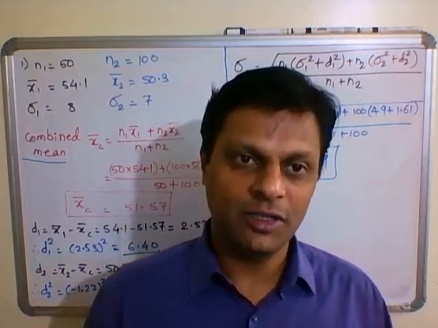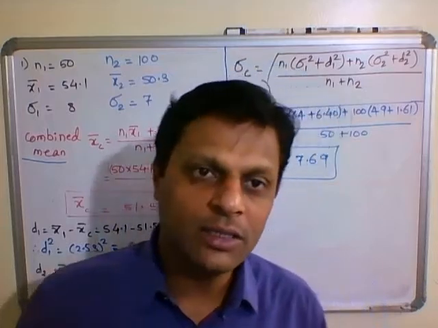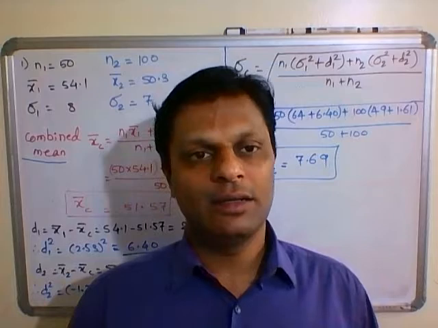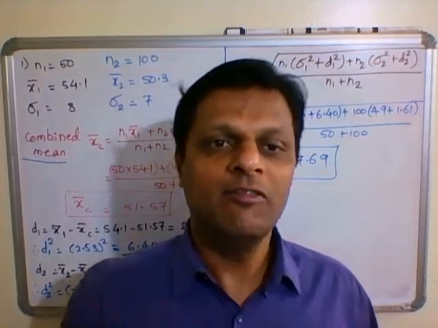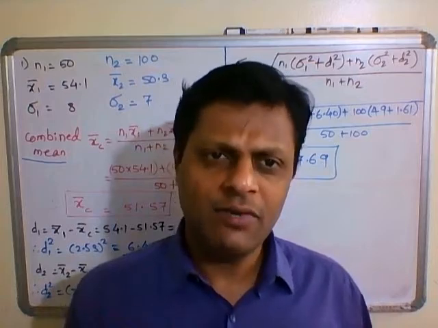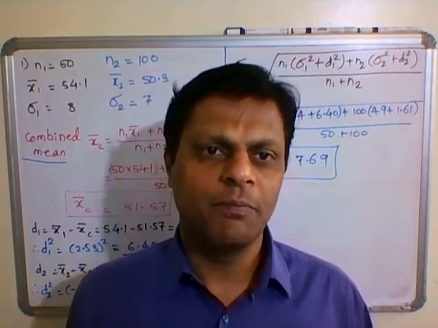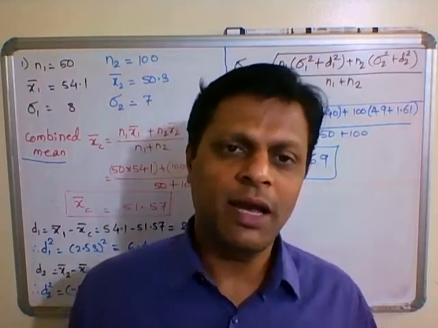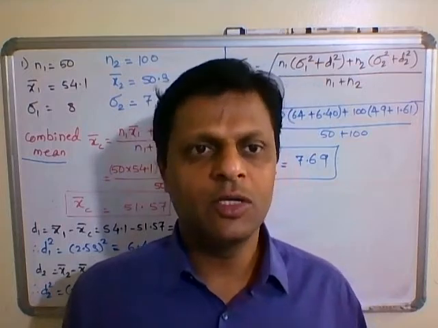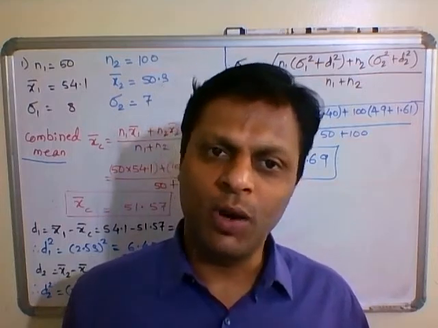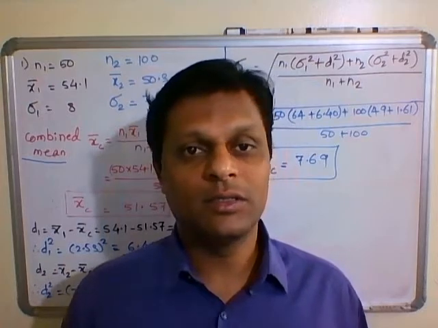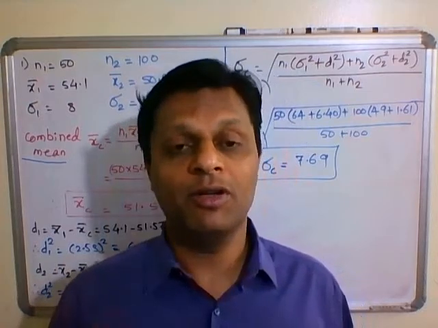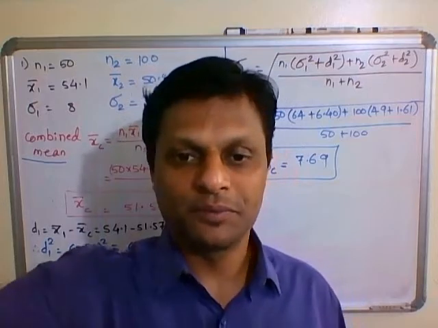So let us consider the first sum. Let's say there are two divisions and there are a number of students in both divisions. Let's say the first division has 50 students, whereas the second division has 100 students in it. Average marks scored by first division students in one exam are 54.1. In the same examination, the other division students have 50.3 as average marks.